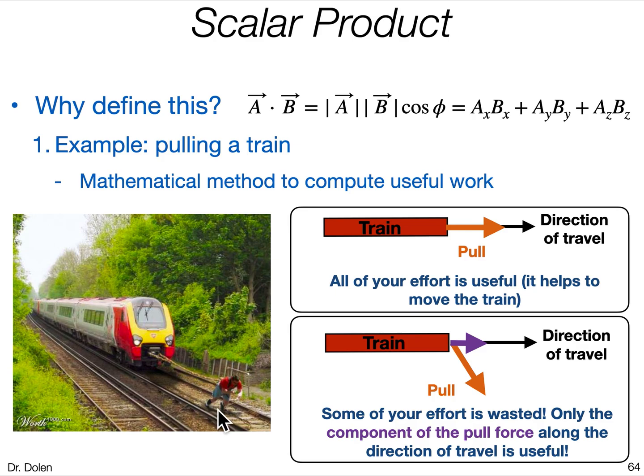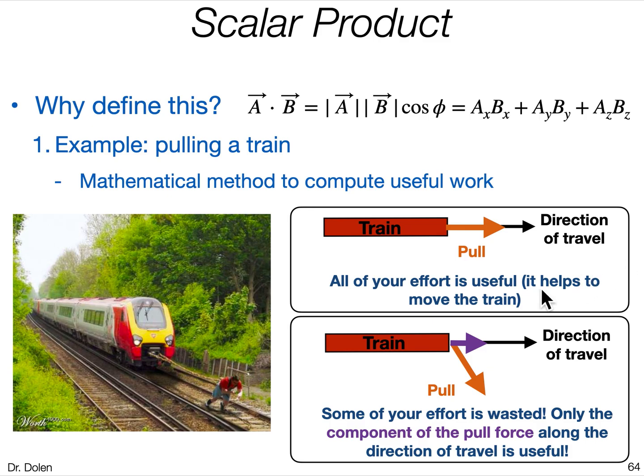So we have this guy who's trying to pull this train down the tracks. And if this person pulls the train directly in the direction the train is moving, all of your effort is useful. If I'm pulling the train directly down the track and the train is moving down those tracks, all of the work that I'm doing is useful work, and I'm helping to move that train. Right, I'm going to speed up that train as I pull in that direction.